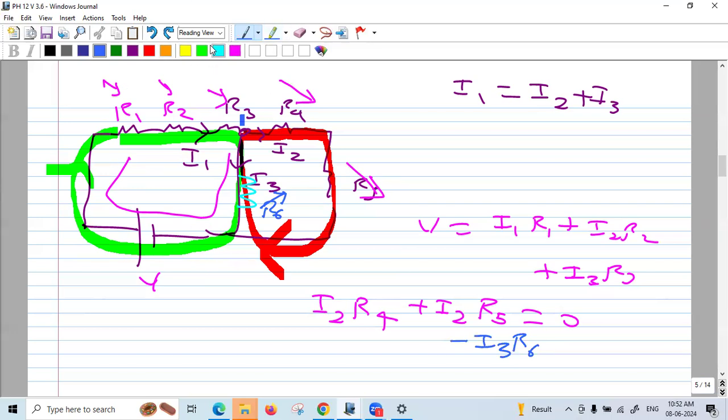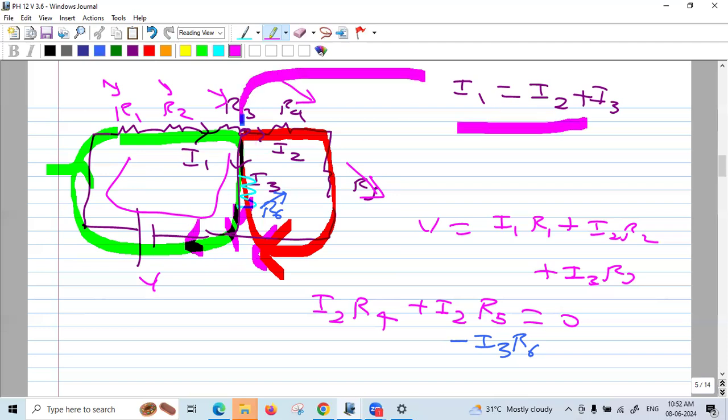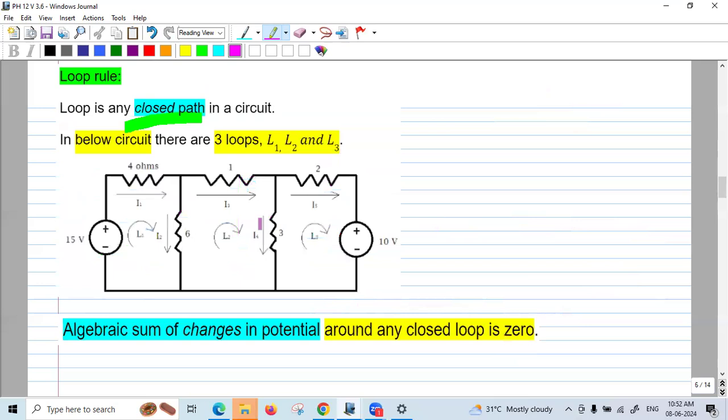So I can also apply the junction rule at this point. It will be the same, because the current flowing out here is I1, the current entering this way is I3, and the current entering this way is I2. So the total current entering here is I2 plus I3, and the current leaving is I1, which is the same relation I got from writing Kirchhoff's junction rule here. So in this circuit, there is a resistance here, there is a resistance here. Okay. So here there are three loops. So I can write the loop rule for the first loop, second loop, and the third loop.